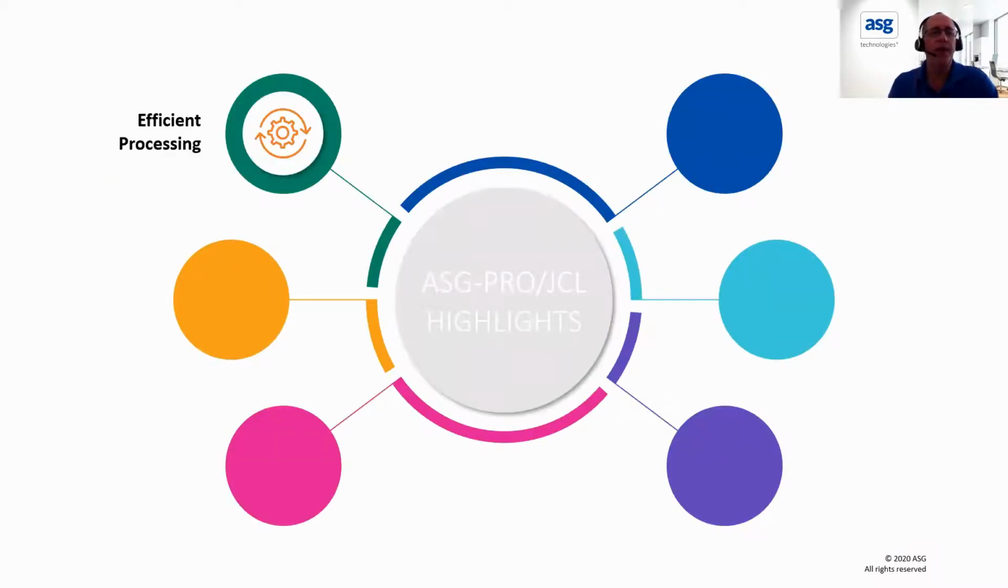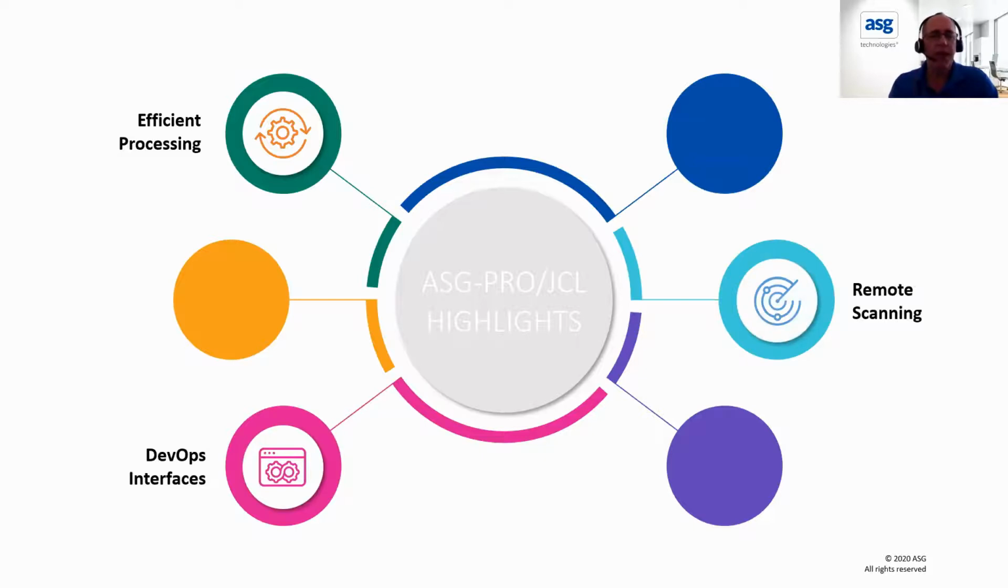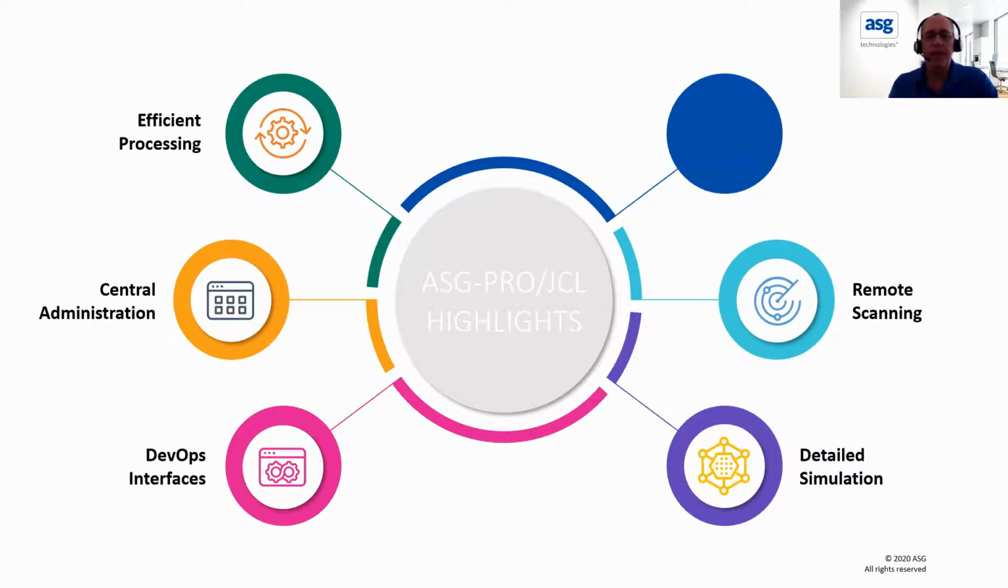So some of the highlights, we're efficient. We do have the DevOps interfaces. We have the remote scanning, centralized administration, the detailed simulations when it's doing scans, and we have many integrations where we integrate with all the third-party applications like SyncSort. We don't just validate the SyncSort JCL, we validate the SyncSort parameters. So did I code those SyncSort parameters correctly? My IDCAMS parameters, did I code the IDCAMS parameters correctly?